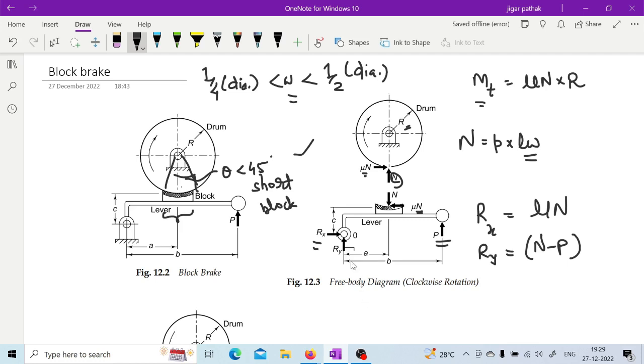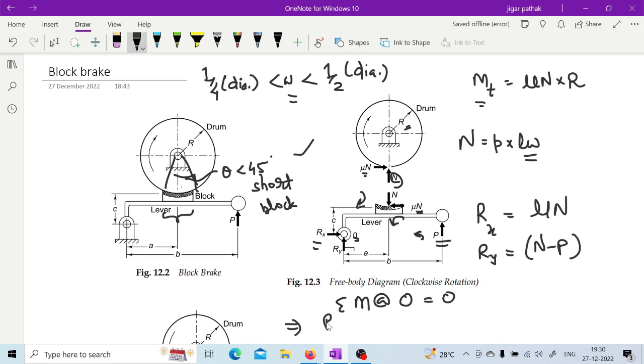Right. Now if you take the sum of moments about this fulcrum point O, or this pivot O, equal to 0, then the moment generated by the force P and this frictional force is in the anti-clockwise direction, both of them. While the moment generated by this particular force N is in the clockwise direction. Is it clear?